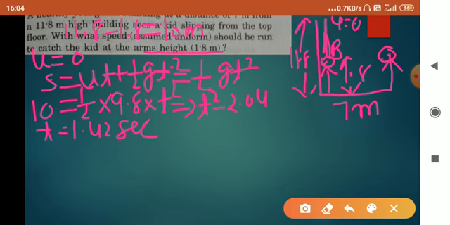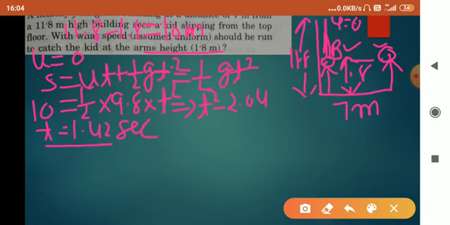So when this kid reaches this point, the man runs towards the kid and catches him. Clear? So when the kid reaches this point in 1.42 second, at the same time this man reaches this point and catches the kid.